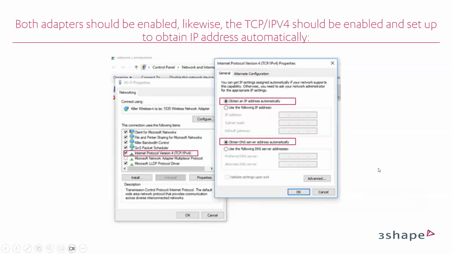So both adapters should be enabled in the TCP IPv4 settings. Actually, if you right-click on this connectivity type, then Properties, you will have access to this point. You should check that in the General tab, the option "Obtain an IP address automatically" is enabled. If not, you should enable it.